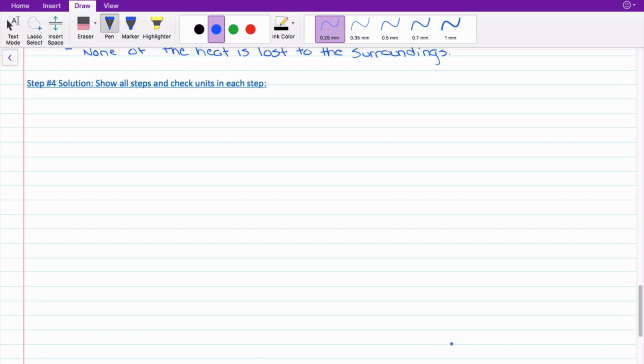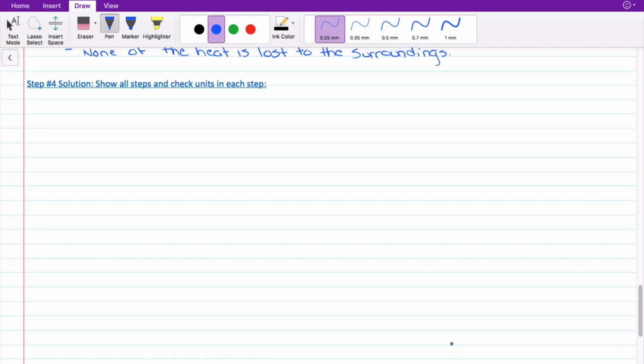So step number 4, which is the solution. We want to make sure we show all our steps, and we'll check the units in each step. So the formula we're going to use to solve this is the one we wrote above. So it's Q in kilojoules equals our mass in kilograms times our specific heat in kilojoules per kilogram per degree times our temperature rise. So it's T2 minus T1 in degrees Celsius.